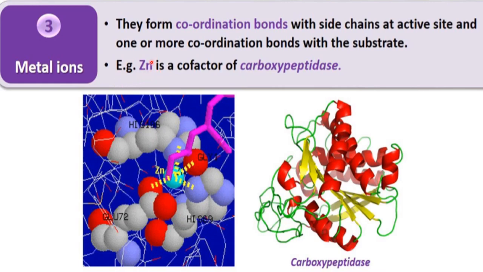Now these are some examples of metal ions. One example given here is Zn. Zn is a cofactor of carboxypeptidase. Carboxypeptidase is an enzyme, a holoenzyme you can say, when it gets bound with Zn. Zn is a cofactor for it. Different metal ions like manganese and zinc can act as cofactors for some enzymes. This is the carboxypeptidase enzyme for which zinc acts as a cofactor.